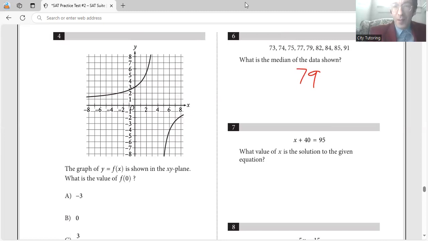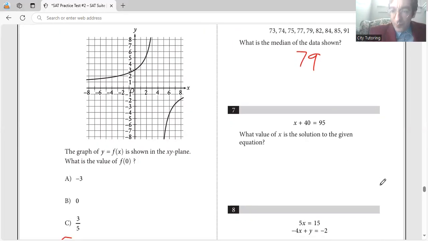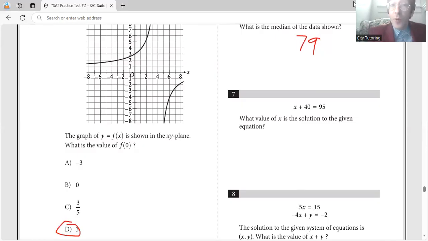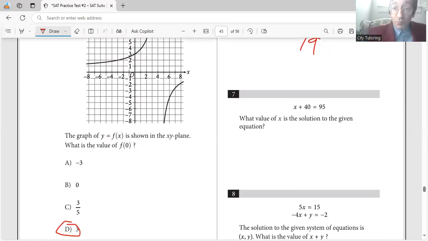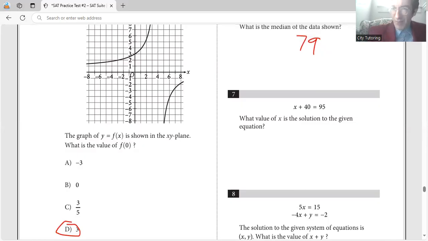Number 7. What is it asking me? X plus 40 equals 95. Well, it's just subtracting 40 from both sides. 95 minus 40 gives me 55.